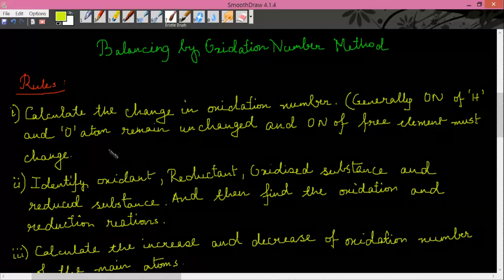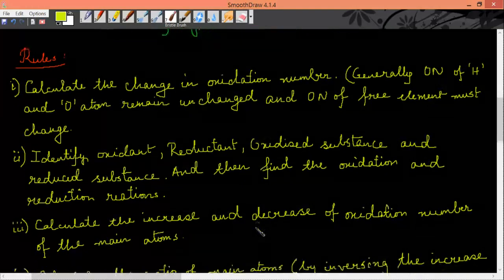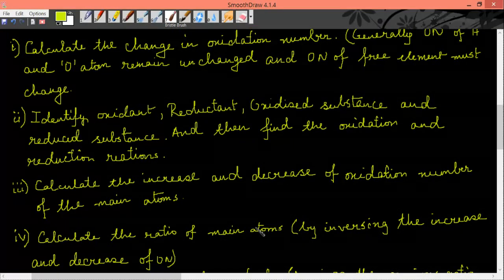Okay, after that we have to identify the oxidant, reductant and the oxidation reduction reaction. Next, we have to find the increase and decrease in the oxidation number of the main atoms, and then just make a ratio of the main atoms and reversely write the increase and decrease of oxidation number according to those main atoms.